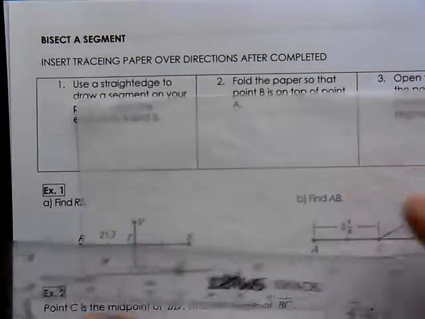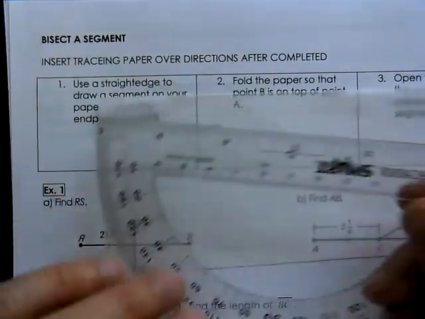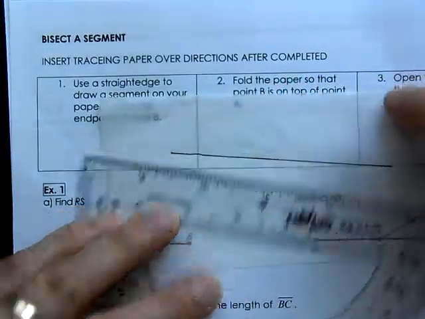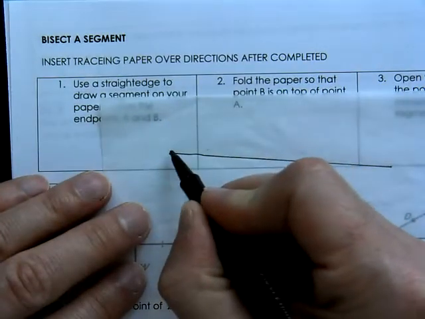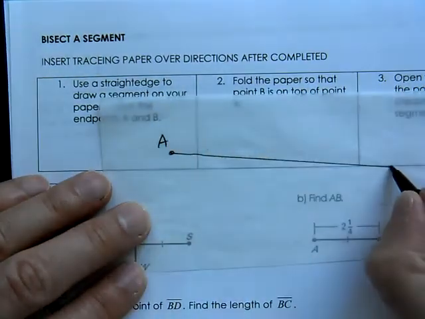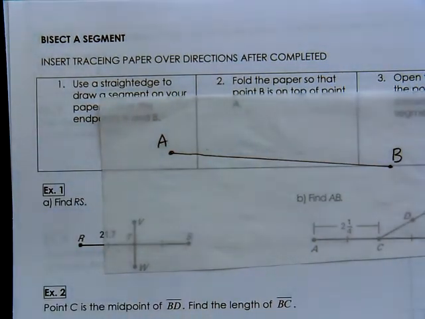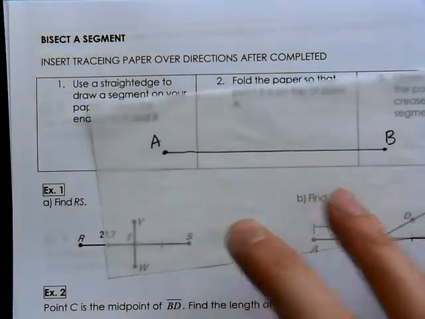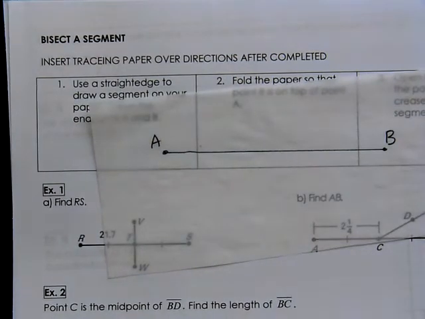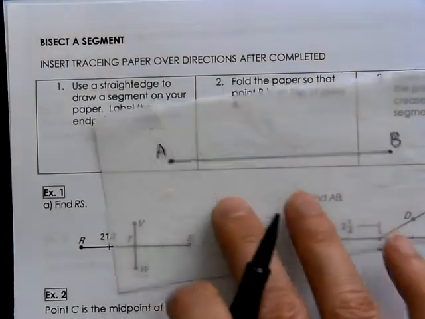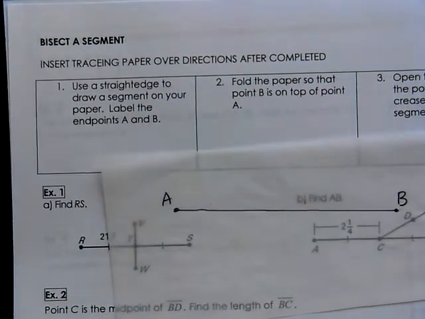So I'm using this piece of tracing paper, and I'm going to draw on it a segment of some unknown length. Again, we're not using the ruler. We're just using the straight edge to create a figure. What we want to do is figure out where in the world is that midpoint, and we're going to do that without any measuring. When we do a construction, there's no measuring at all. This walks you through the steps here.